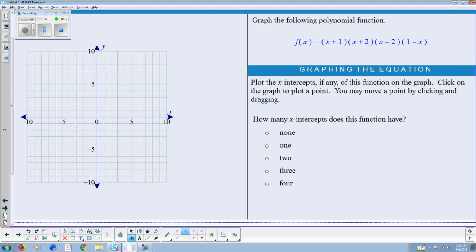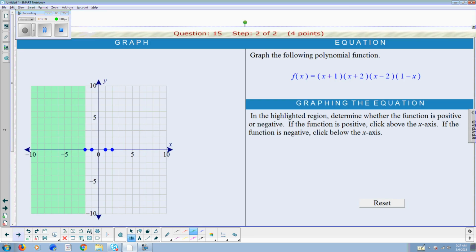Well, first of all, you've got to tell the computer how many x-intercepts this particular function has. So we have 4 linear factors, and that's going to give me an x-intercept of -1, -2, +2, and +1. So there are going to be 4. So you're going to click that, and it's going to enable you to plot 4 points on the screen. So I'm going to plot a point where those would be at -1, at -2, at +2, and at +1. Okay, so there is the first step in this problem.